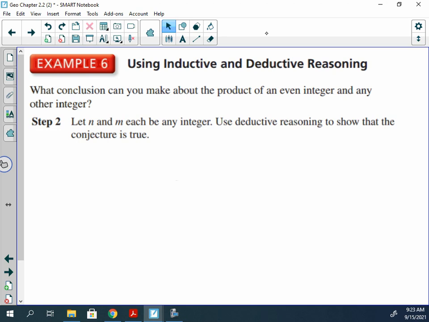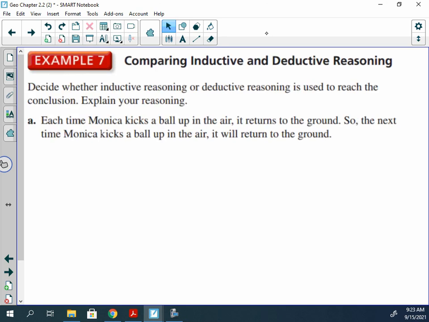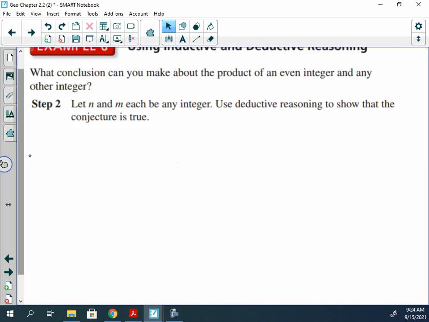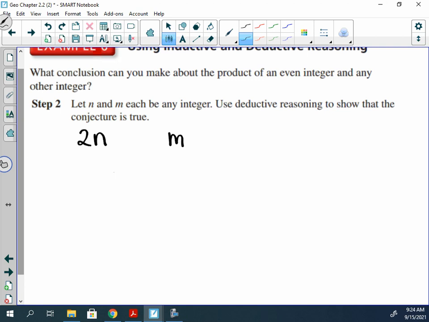So let n and m be integers and use deductive reasoning to show that the conjecture is true. Okay. So we used inductive reasoning to show that. Now we can use deductive reasoning also. Let n and m each be integers. So what do we know about the 2 integers? We have n and we have m. And I do know that one of them is even. So I can call it 2n.